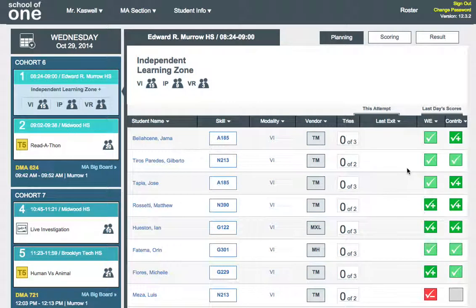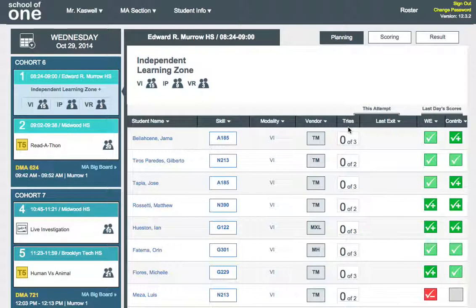This is the online system from School of One that I look at to plan and really execute my targeted intervention. There's a lot of information on the screen, so I encourage you to please use the pause button if there's anything that you want to take a closer look at.